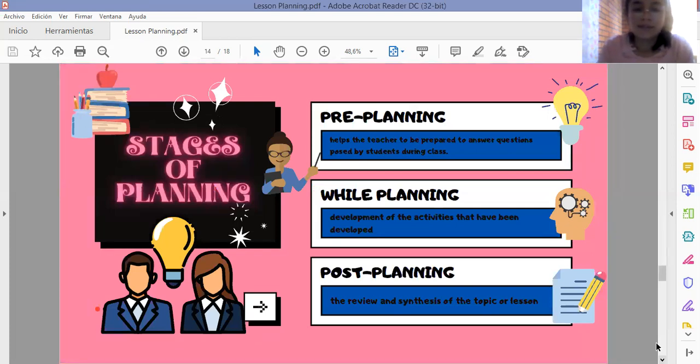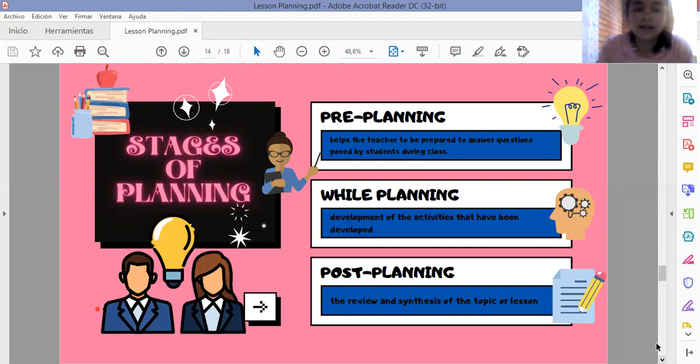The first is pre-planning. It helps teachers be prepared to answer questions posed by students during class, since planning is the basis for lessons and for education at all levels. So it is necessary to identify the learning objectives, plan the learning activities, assessments, and the sequence of the lesson to start planning. In addition, it is essential to develop a timeline, which helps to carry out each of the activities in a chronological and accurate way.